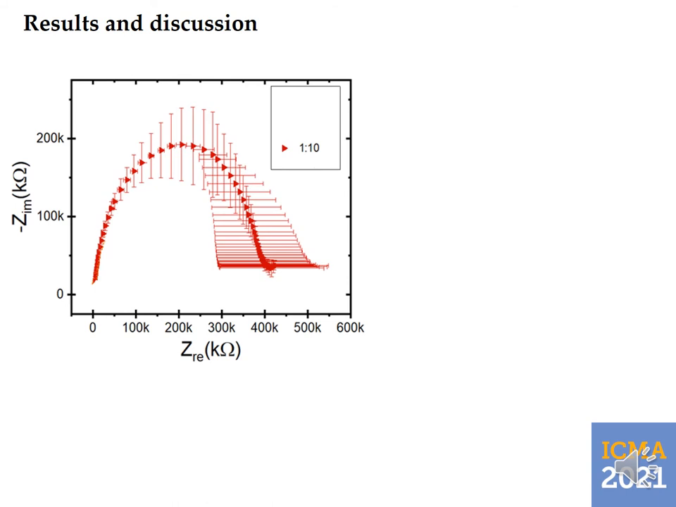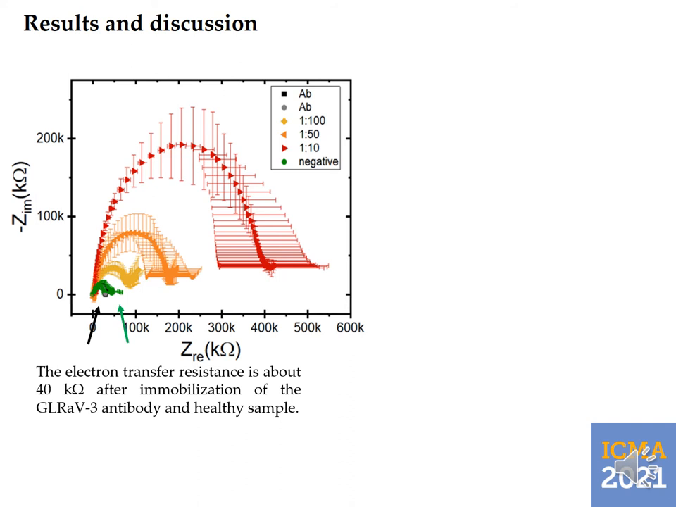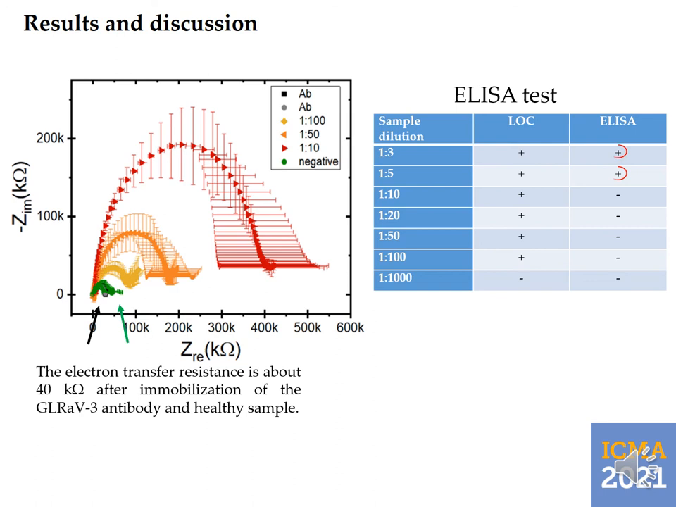Our results suggest that LOC can detect serial dilutions of the virus from 1 to 10, 1 to 50, and 1 to 100. This is the lowest value achievable by the platform. An electron transfer resistance of 40 kΩ is detected only in the presence of the antibody, with the impedance values shifted toward the antibody signal for healthy samples. In parallel, we carried out analysis with the ELISA test, which showed detection of the virus only up to a dilution of 1 to 5, confirming the LOC device can be much more sensitive compared to the traditional technique.